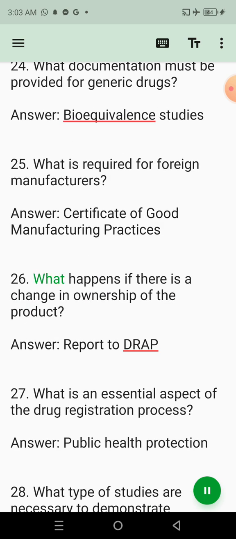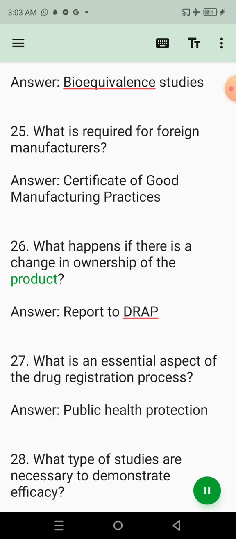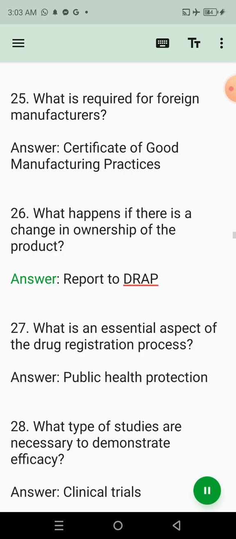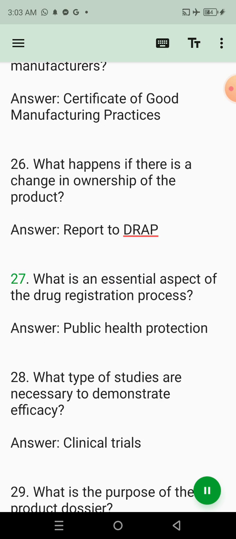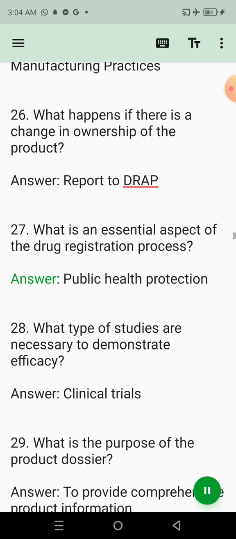26. What happens if there is a change in ownership of the product? Answer: Report to DRAP. 27. What is an essential aspect of the drug registration process? Answer: Public health protection.